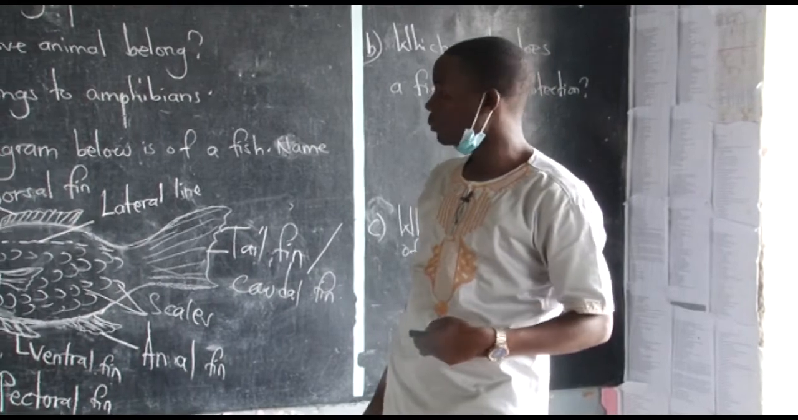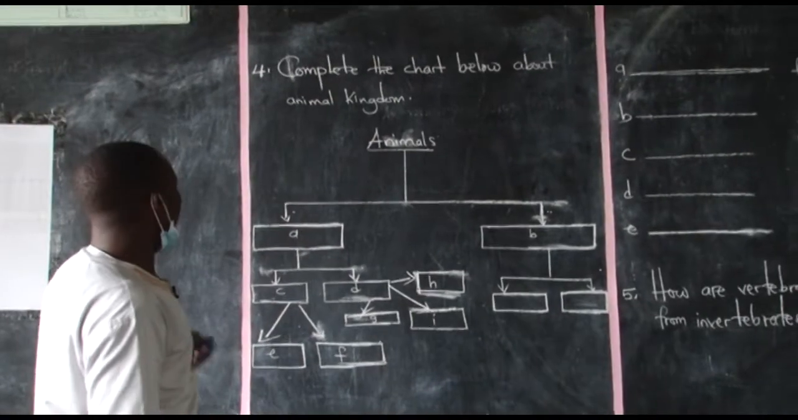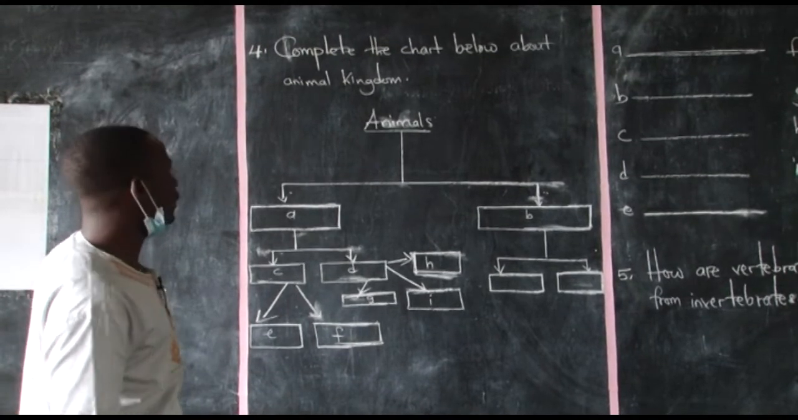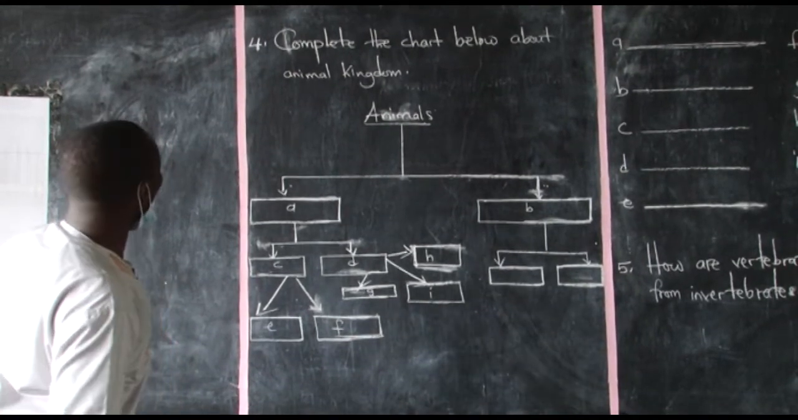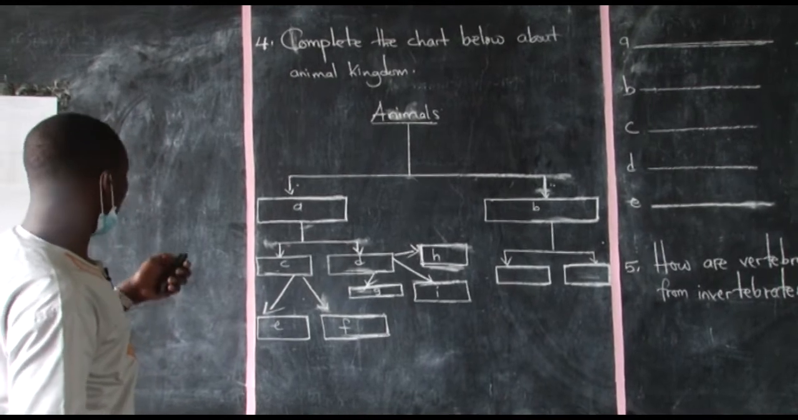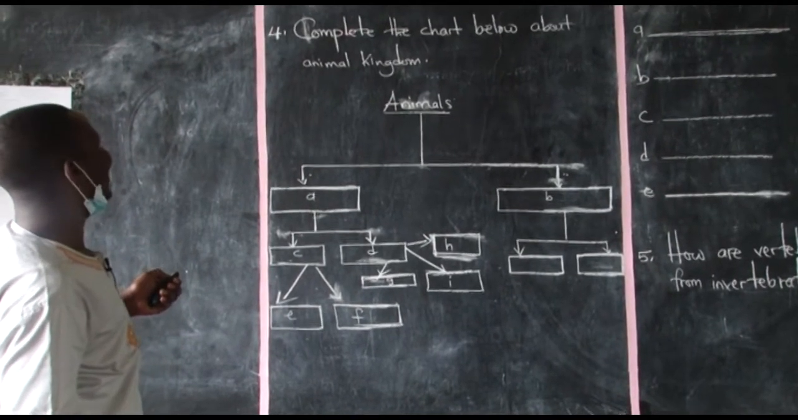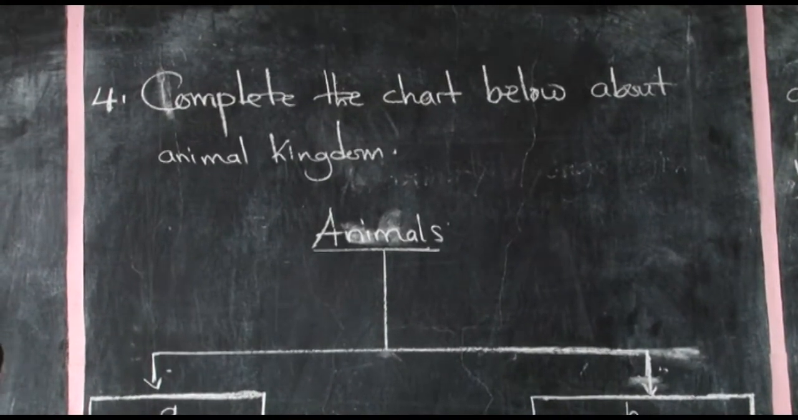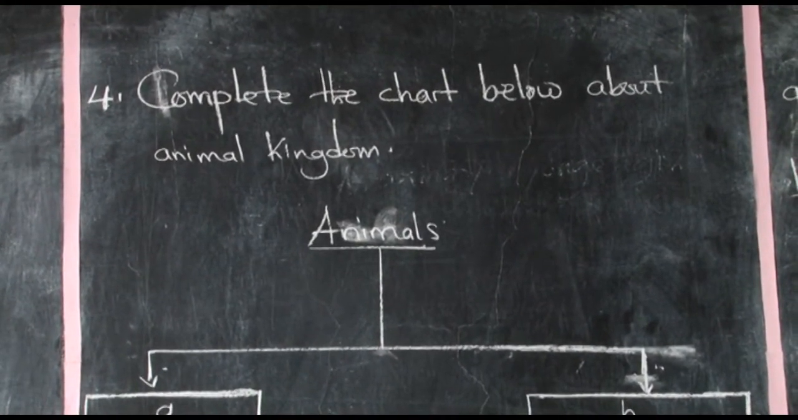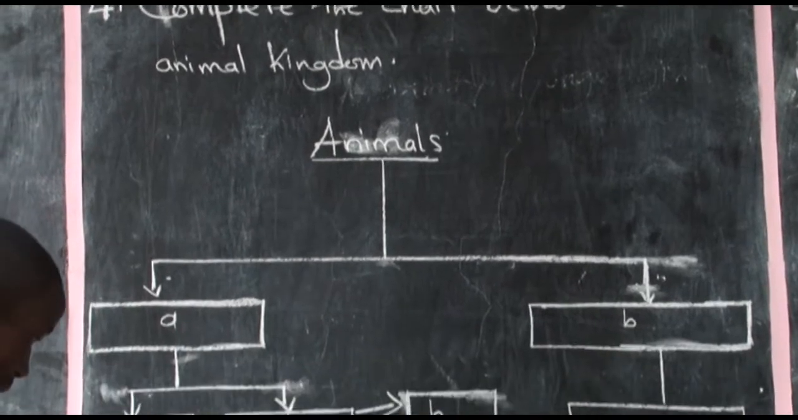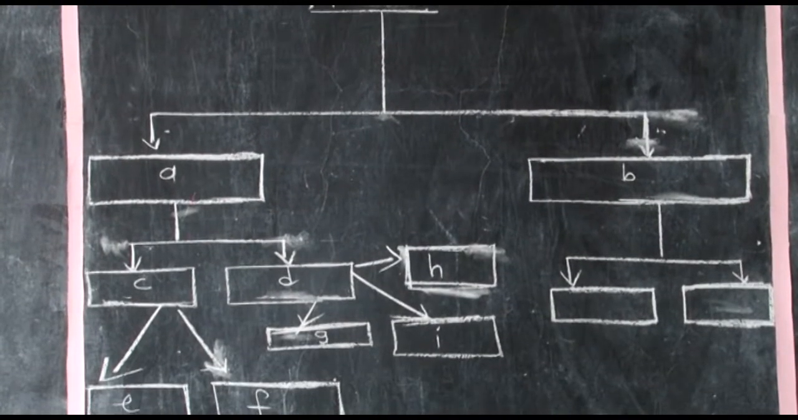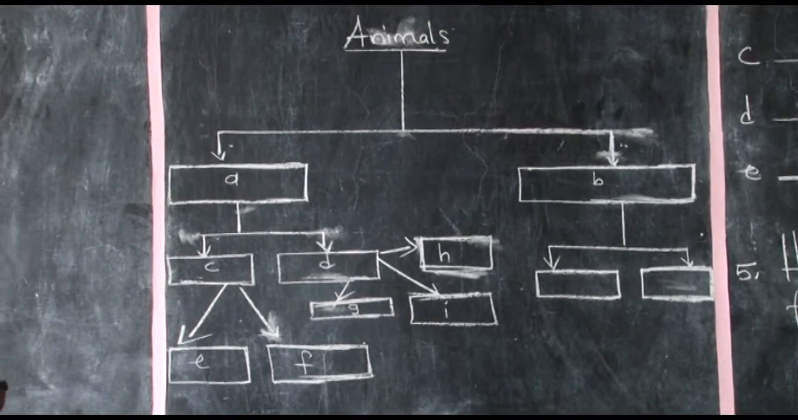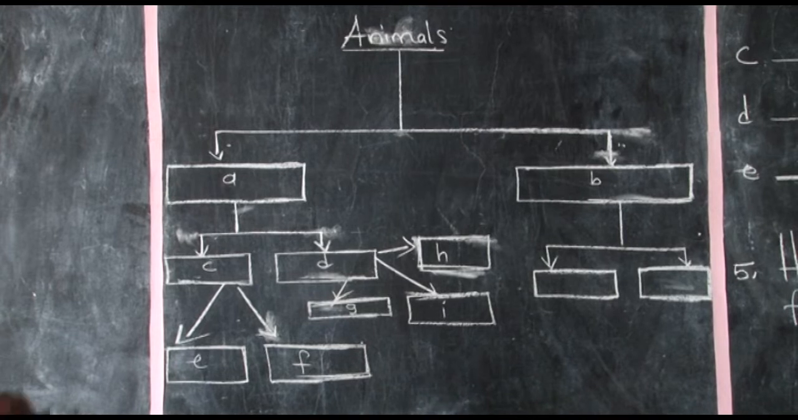That will be number 4. We are moving ahead, looking at different revision questions. Number 4 in our activity says, complete the chart below about the animal kingdom. This again takes us back to the classification we looked at last time. So you're given such a chart. You're supposed to understand how we classified animals into different subgroups. So we are given A.